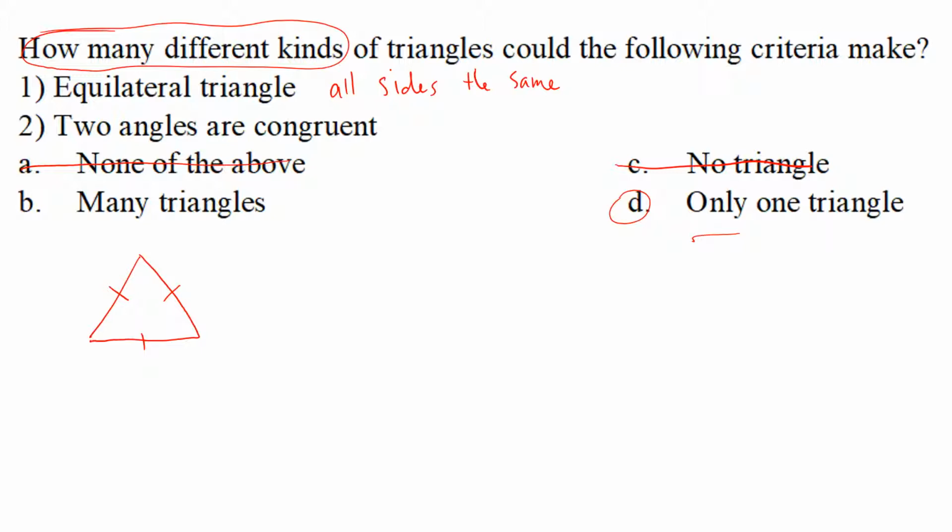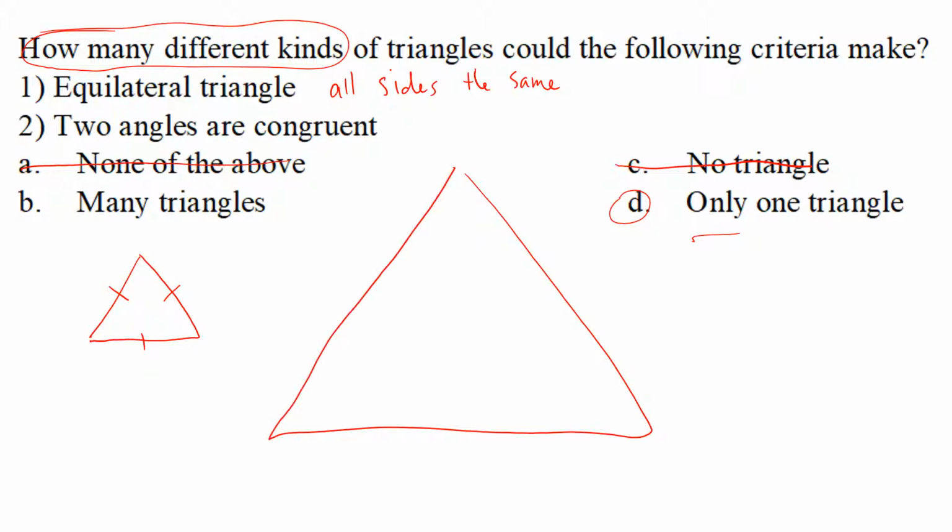And I was thinking, well, many triangles. I could make a larger one of these where it's equilateral, and I have two sides that are congruent. Congruent means the same. But I'm just making bigger, smaller ones. I'm not making a different kind of triangle. It's just one triangle that I'm making. So I'm going with D.